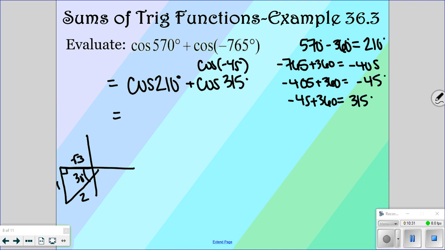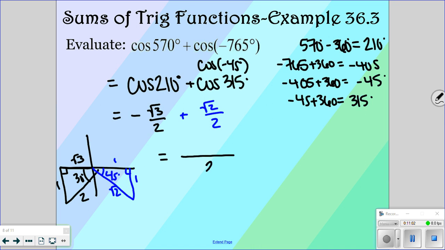And so cosine is negative in the third quadrant, and then it's going to be square root of 3 over 2. And then we're also going to have cosine of 315 or negative 45. Either way, you're going to end up in the fourth quadrant with a 45-degree angle. So the cosine of that is going to be square root of 2 over 2 if you rationalize it. And cosine is positive in the fourth quadrant, so it's positive square root of 2 over 2. And then you just have to make it into one fraction. So the common denominator is 2.